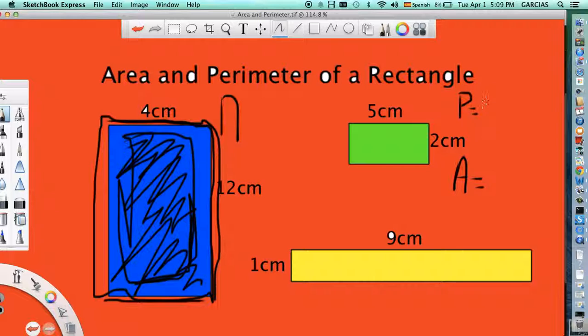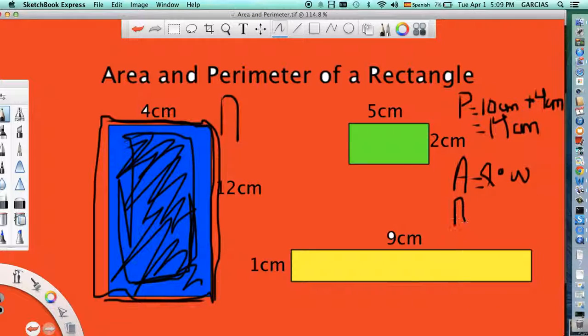Okay, let's do the perimeter. So we have two sides of 5 centimeters each. So that would be 5 times 2 equals 10 centimeters. And we will be adding 2 times 2, 4 centimeters. And that would give us a total of 14 centimeters. To find the area, again, our formula is length times width.